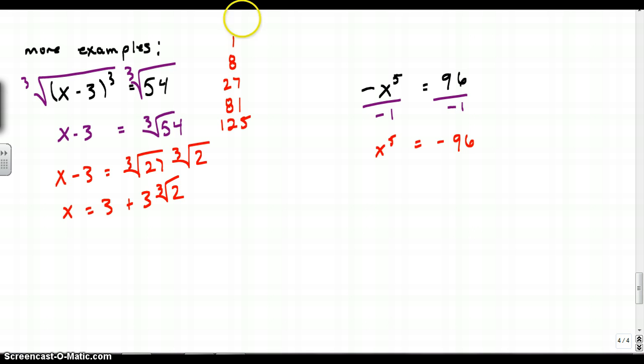So here I'm going to take the 5th root of both sides. And I'm going to get the 5th root of x to the 5th, which is just x, equals the 5th root of negative 96. Now, you might not see how this is going to break up, but I want to look for perfect fifths that are factors of 96. You don't have to know these, but just kind of the first real quick. It's always 1: 1 to the 5th is 1. 2 to the 5th is 32.